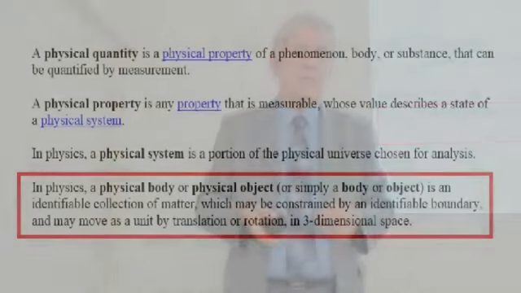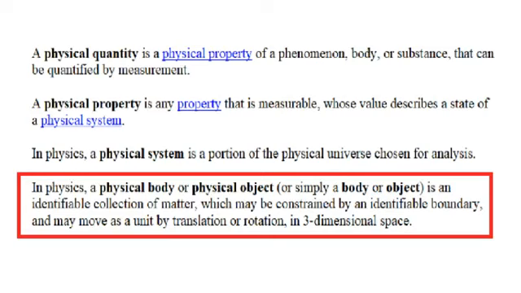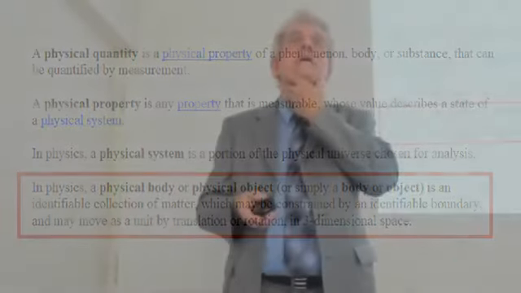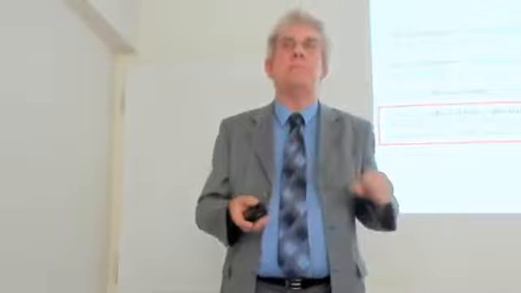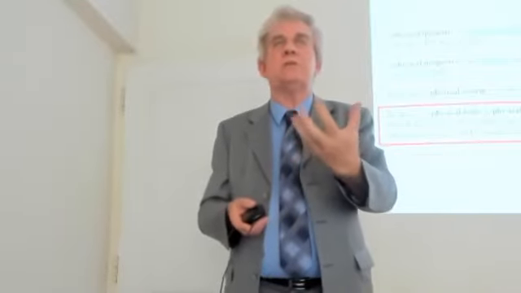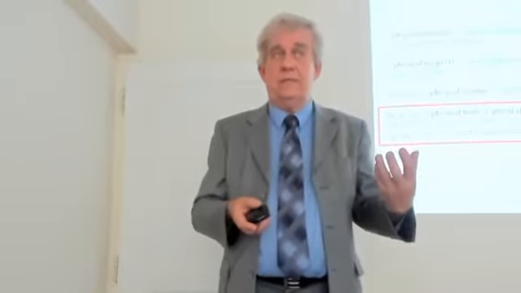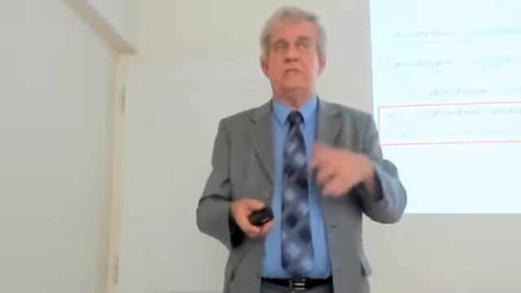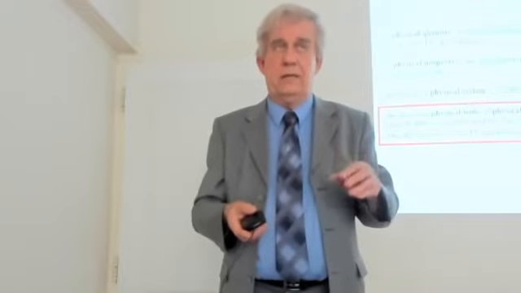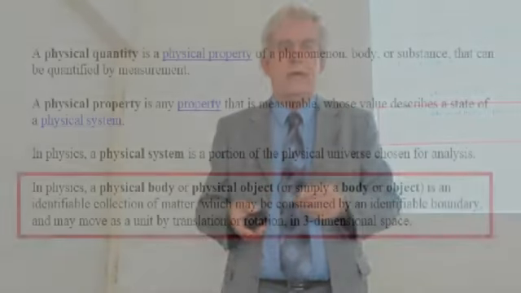And finally they say, well, in physics, a physical body, this is from different websites, by the way, physical body or physical object, right? And listen to this. Is an identifiable collection of matter. What they're saying is you take a bag full of marbles, and all those marbles constitute a physical object. Okay, that's what they're saying. A dog is not a dog, he's just a bunch of atoms. Same for a tree or whatever.